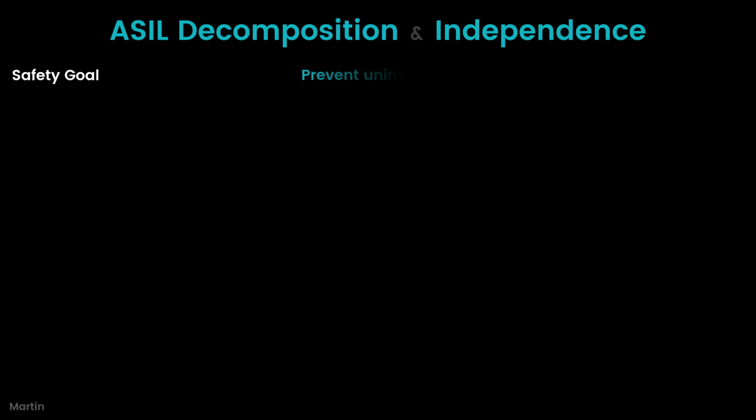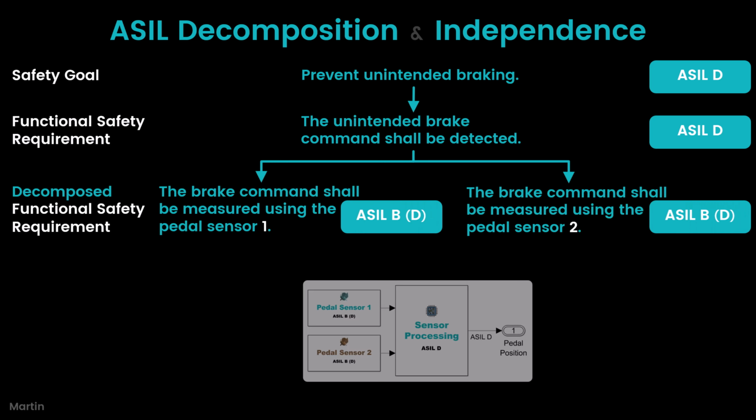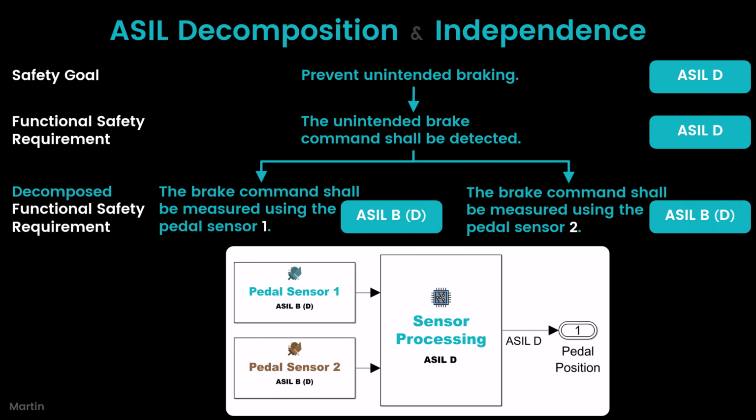In this example, the safety goal is to prevent unintended braking with an ASIL D classification. The corresponding functional safety requirement, the unintended brake command shall be detected, is also assigned ASIL D to optimize implementation while maintaining equivalent safety. This requirement is decomposed into two independent lower-level requirements.